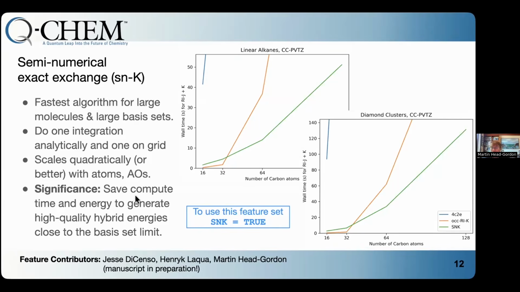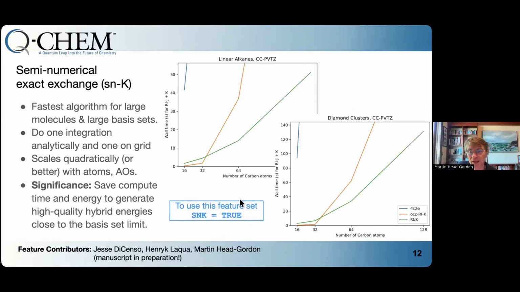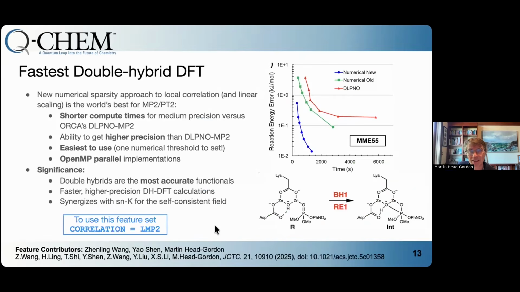So you save time and energy and you get better chemistry. So we're really excited about semi-numerical exact exchange. As of today, it's limited to only energies, but later on, we will, of course, get gradients in there too. And if you're a Q-Chem wizard and you want to use semi-numerical exchange, set SNK equal to true. All right, so that is that.